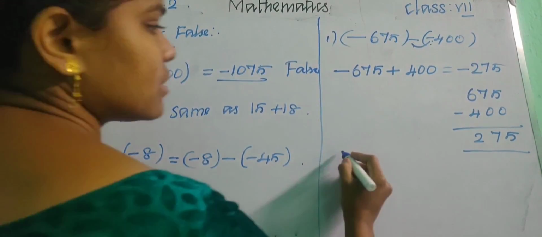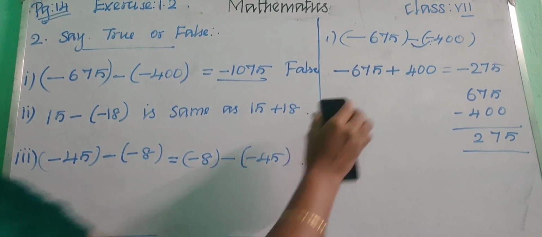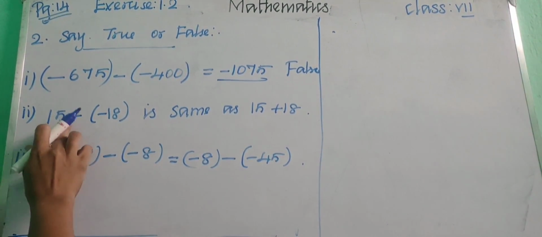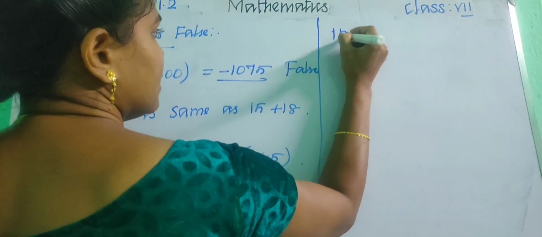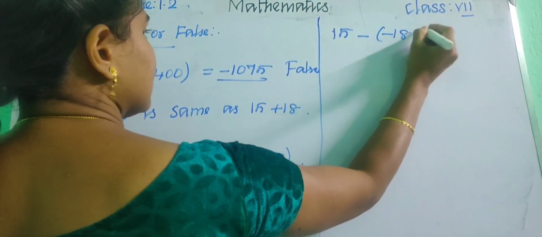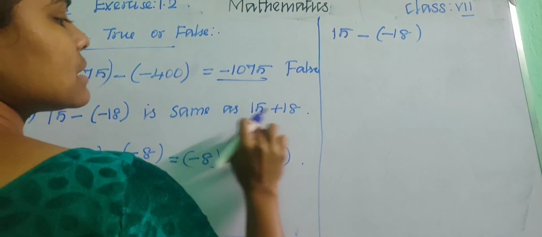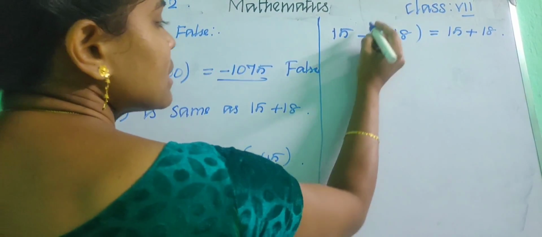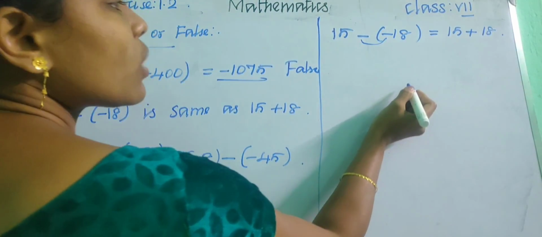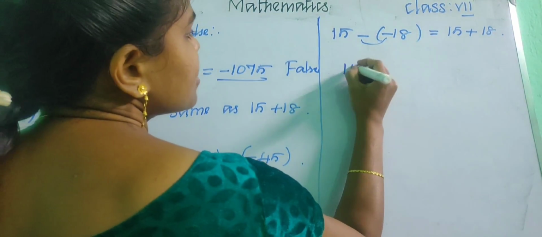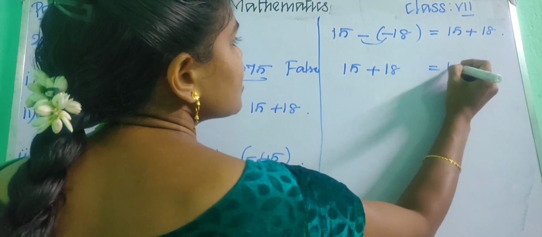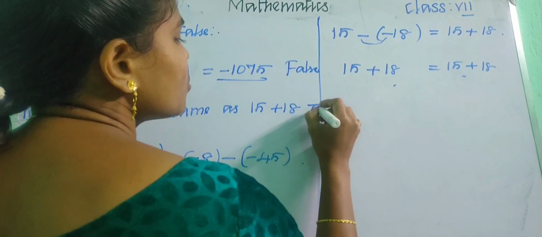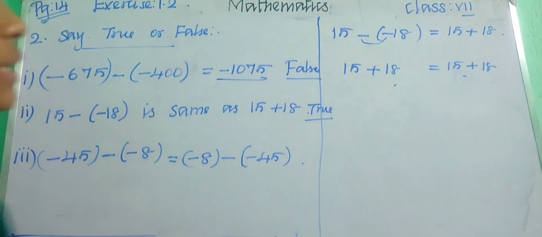Let me rub this out and write. See the second one: 15 minus 15 minus 18 is equal to 15 plus 18. Let us check. We have two signs, so what we need to do is minus into minus is plus. So 15 plus 18, and here also we have 15 plus 18, so these two are equal. So the answer is true. The second one is true, children.